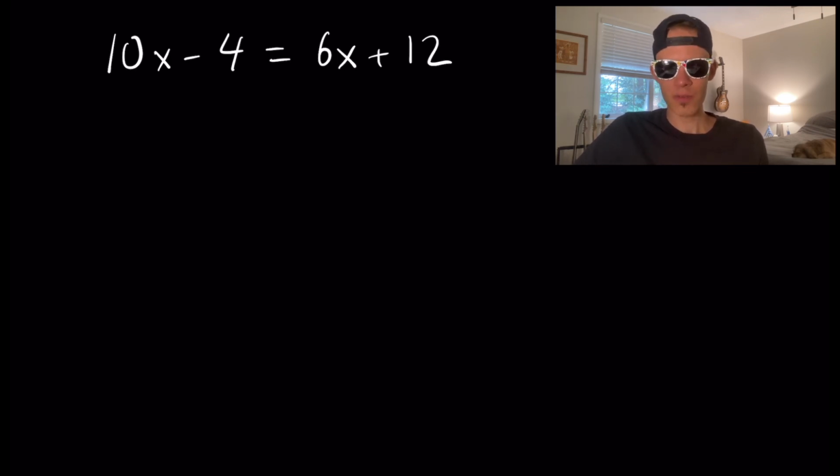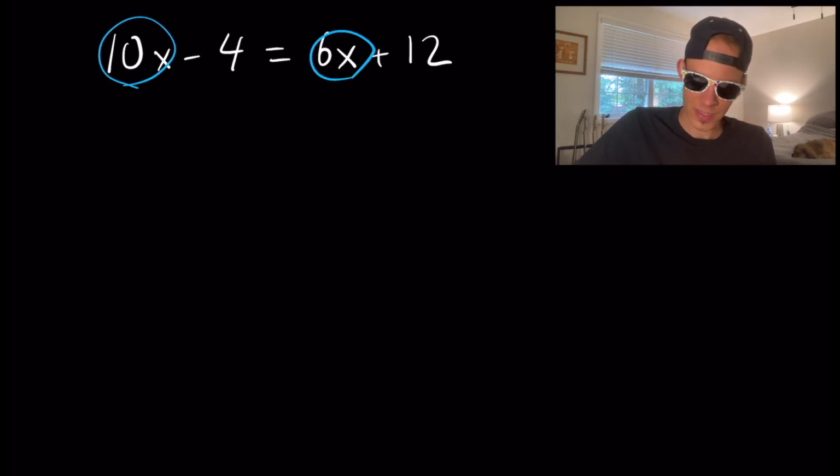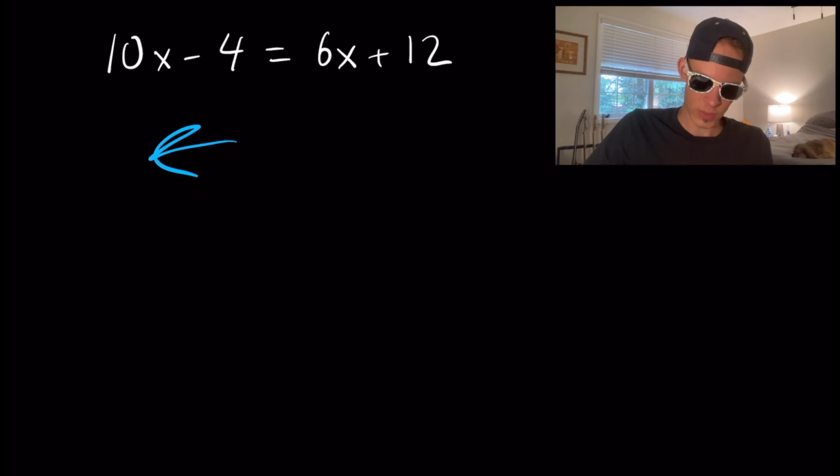But since we got two of them, we need to combine them into one. I have two instances of x here. We want to combine them so that we're just dealing with one x. And preferably, we want that x to be on the left side of the equal sign.